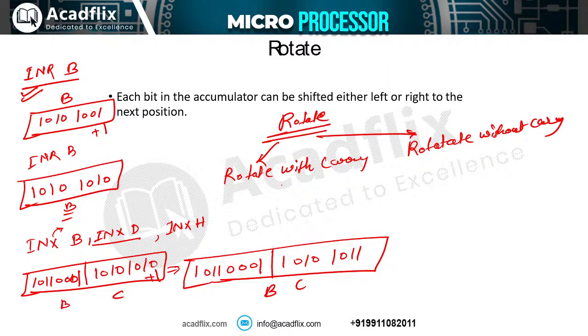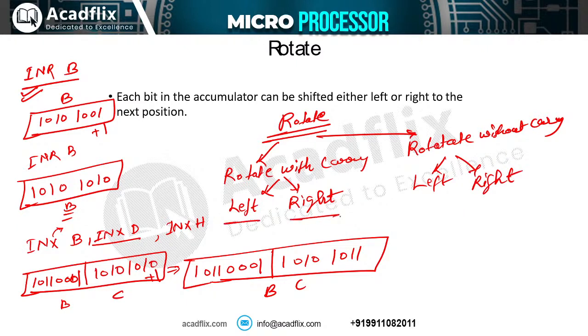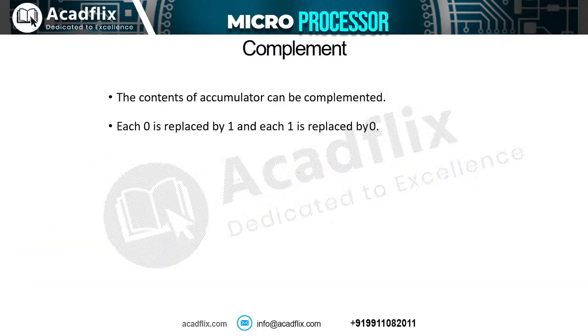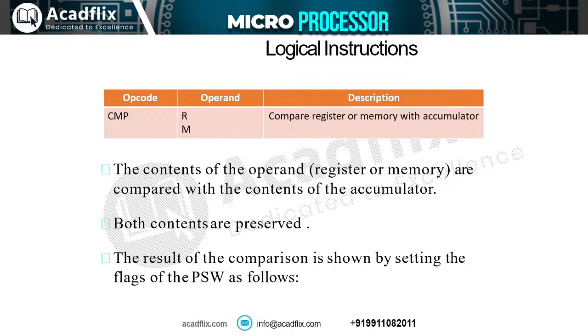So rotate with carry can be, we can rotate to left, rotate with carry left, and rotate with carry right. We can rotate without carry left and without carry right. So there are 4 kinds of rotate instruction: rotate with carry, rotate without carry, and in each category we have 2 kinds of rotation, that is left and right. Then we have compare instruction and complement instruction.